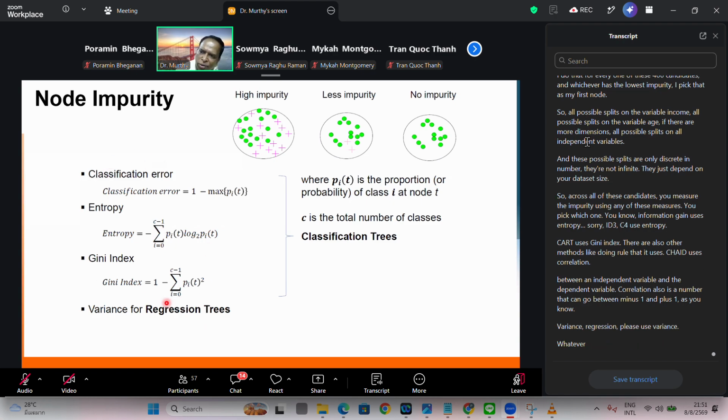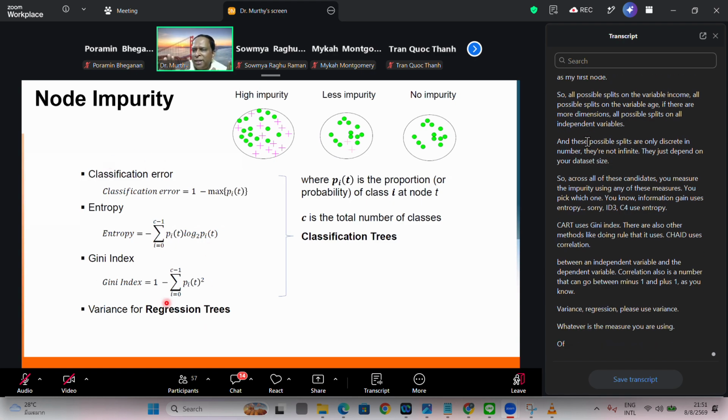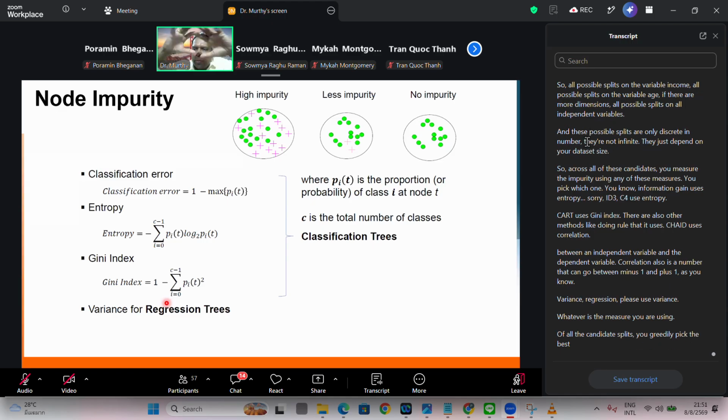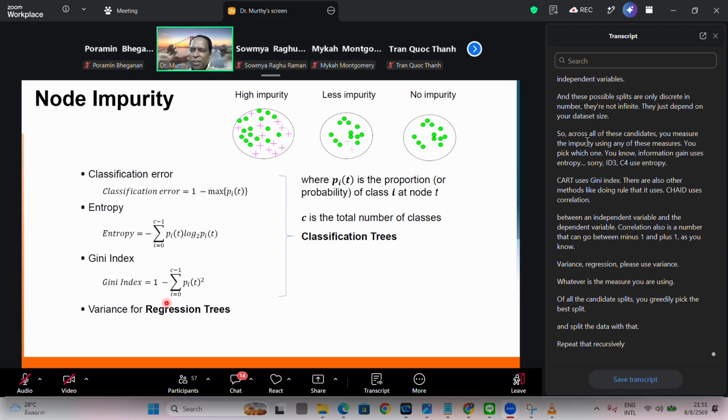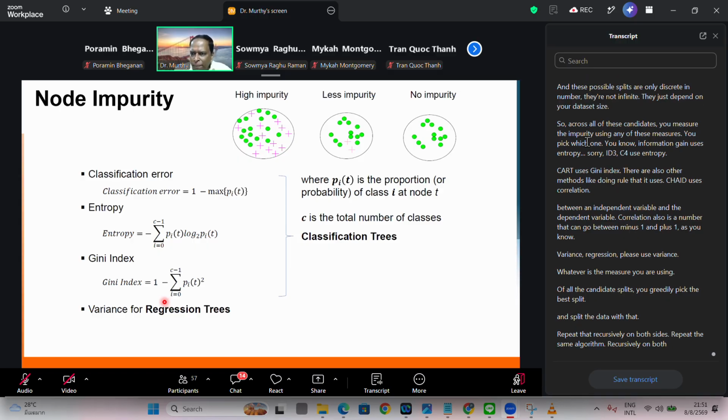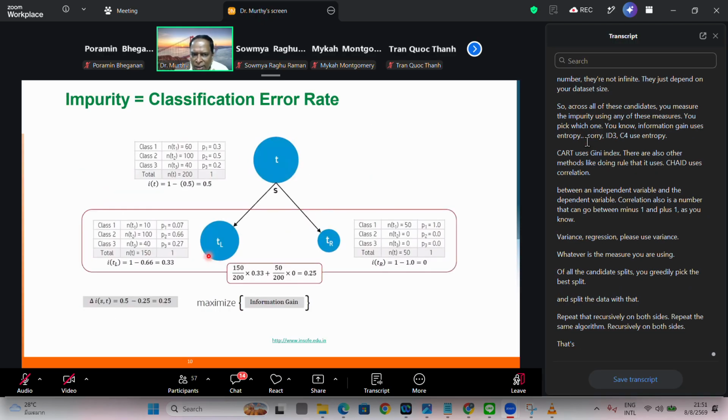Whatever is the measure you're using, of all the candidate splits, you greedily pick the best split and split the data with that. Repeat that recursively on both sides. Repeat the same algorithm recursively on both sides. Okay, that's how you get to the tree. I will show that visually here.